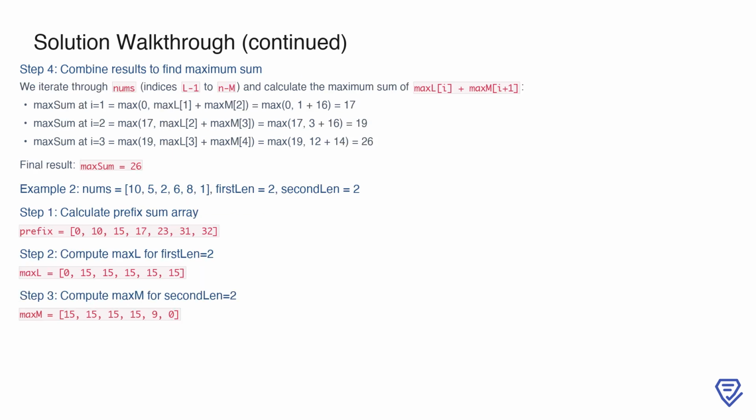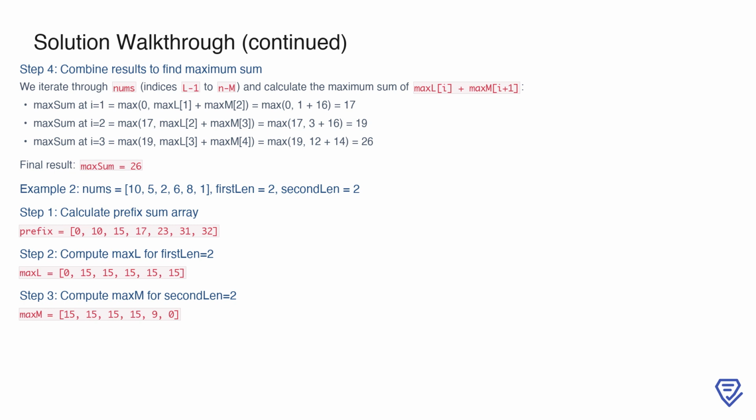With maxL and maxM computed, we now combine these results to determine the maximum sum of two non-overlapping subarrays, one of length firstLen and the other of length secondLen. We iterate through the indices, calculating the sum of maxL at the current index and maxM at the next index. For example, at index 1, maxL[1] is 1 and maxM[2] is 16, giving a sum of 17. At index 2, maxL[2] is 3 and maxM[3] is 16, resulting in 19.